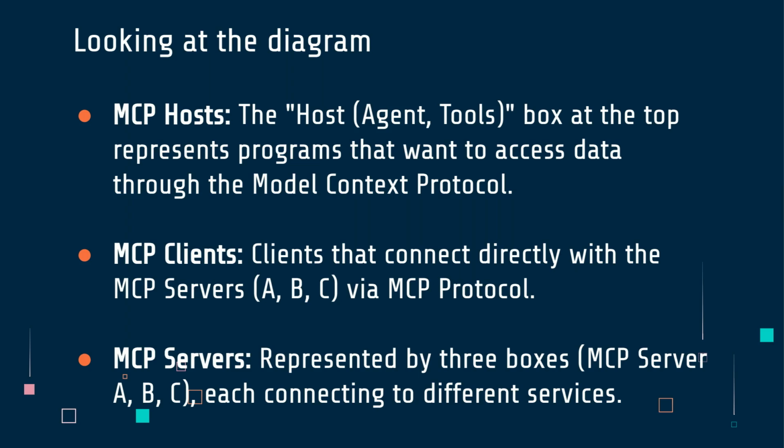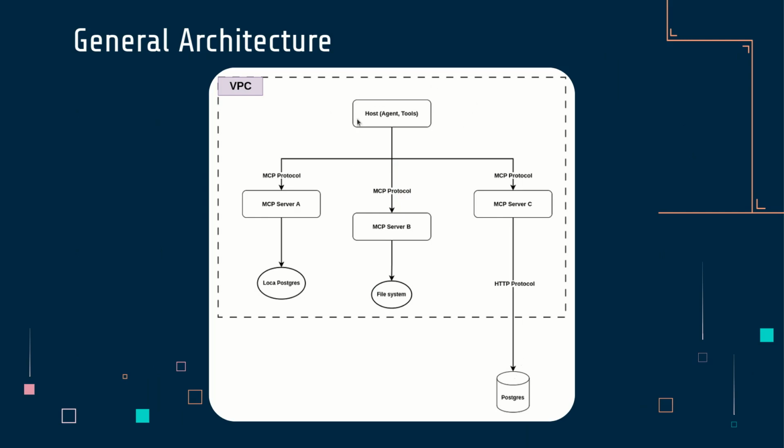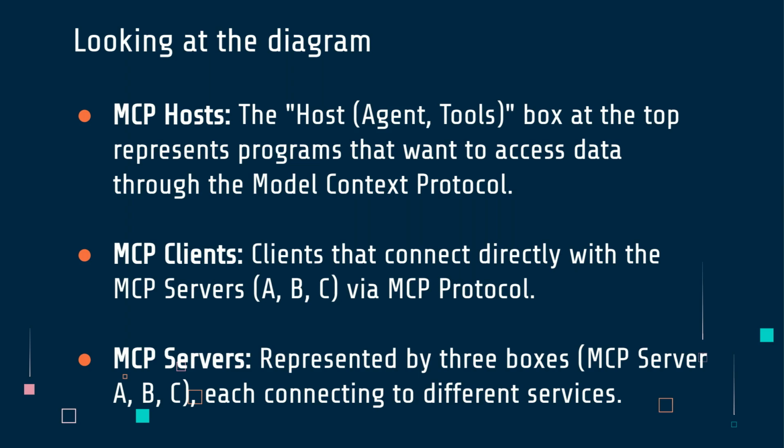Okay, so looking at the diagram, we have things called MCP hosts. So what are the hosts? Let me just go back to this. Basically, the host could be an AI agent, the Claude Desktop application, and stuff like that. Then we have the clients, basically anything that interacts directly with the MCP server.